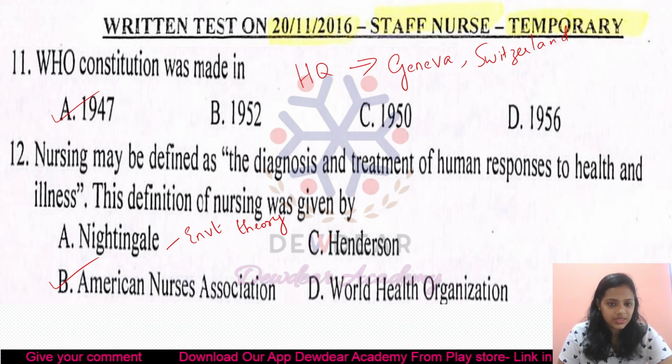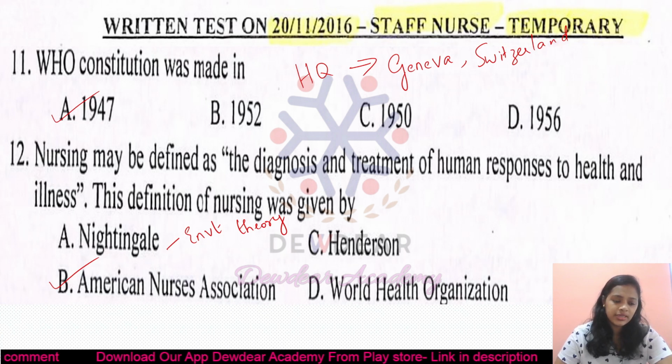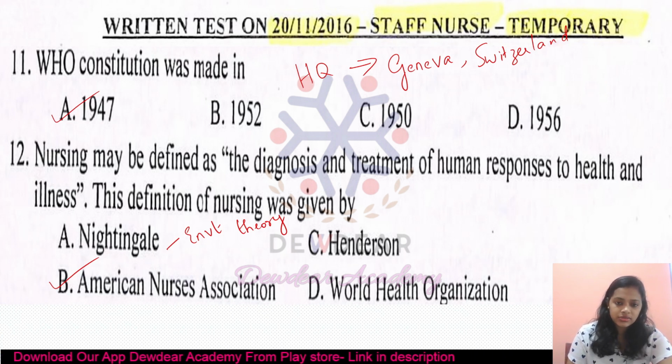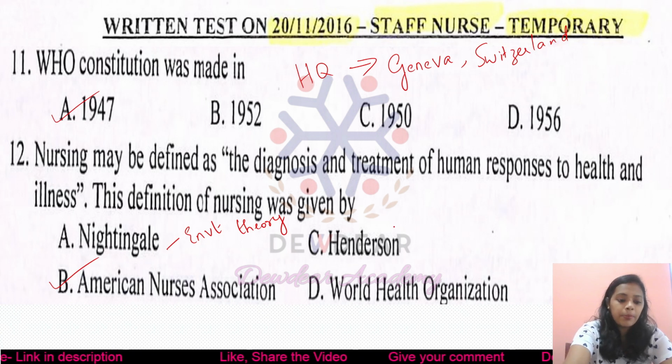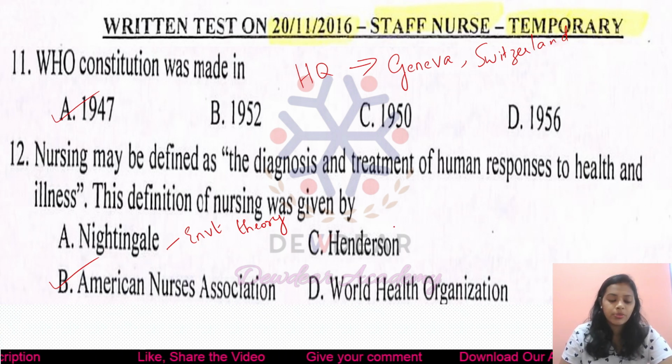Then Virginia Henderson in 1966 gave another definition, that is, it is the unique function of the nurse to assist the individual, sick or well, in the performance of those activities contributing to his or her health that he would perform unaided if he had the necessary strength, will or knowledge.